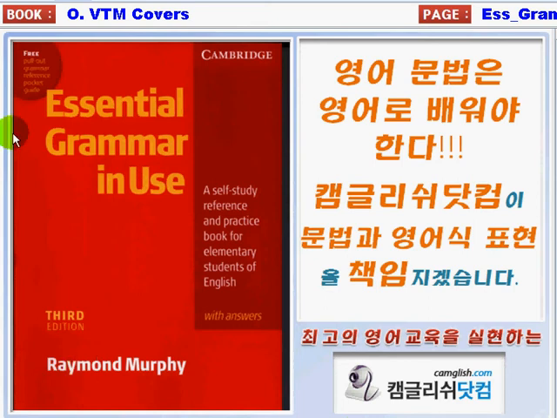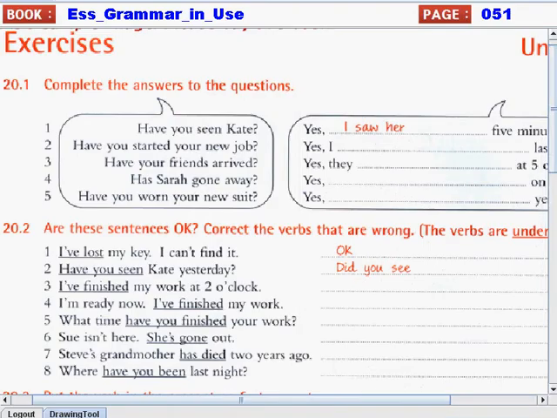I'm Angel and I'll be teaching you another lesson in the book Essential Grammar in Use, 3rd edition by Raymond Murphy. What we're going to do today is to apply everything we learned from our previous unit, Unit 20. We're going to have some exercises today regarding our previous lesson, okay? If you remember, we talked about the difference between present perfect and simple past tense. When should we make our sentence in present perfect, and when we use simple past.